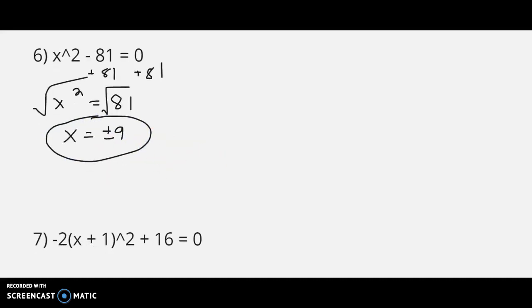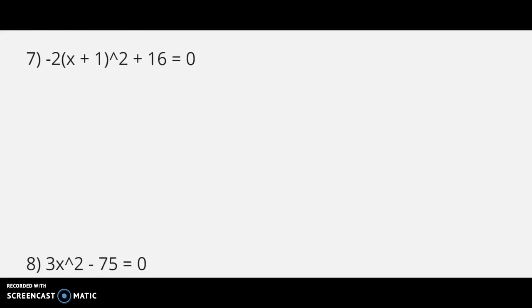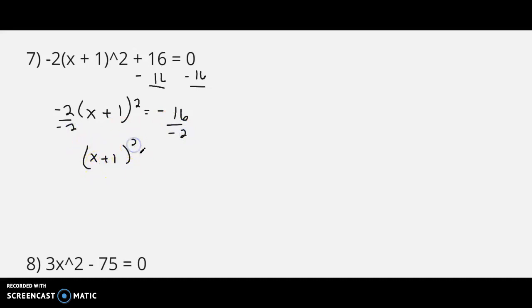And we're going to apply that again for number 7. We have negative 2 times (x plus 1) squared plus 16. First thing we're going to do is take away 16 from both sides. So we have negative 2 times the quantity (x plus 1) squared equals negative 16. Next, we divide by negative 2. That's our next step. (x plus 1) squared is now by itself. Well, at least the square term is. That's our goal here. Get the square term by itself. Negative 16 divided by negative 2 is 8. Now we're ready to take the square root.